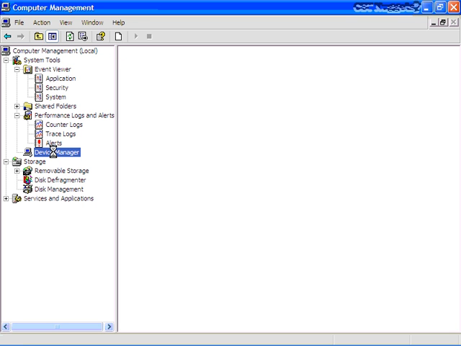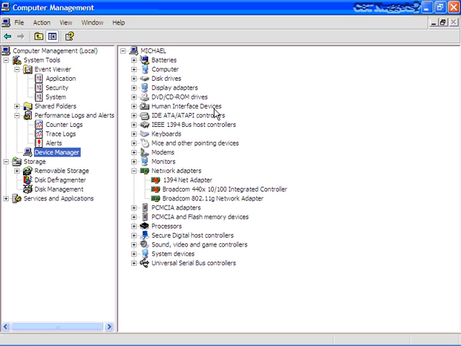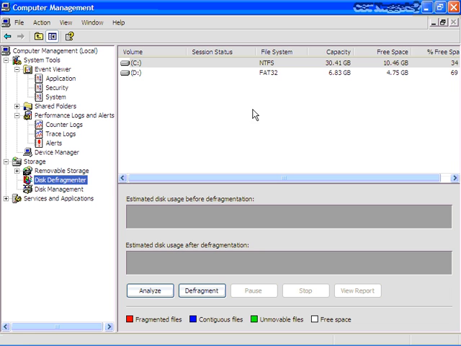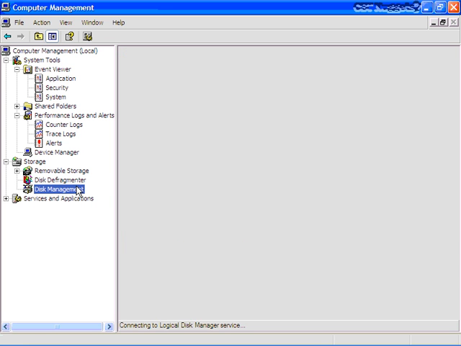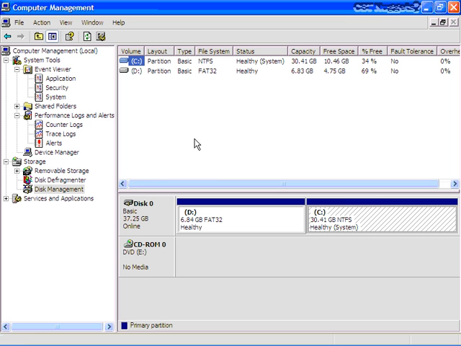I can look at the device manager that allows me to go through and look at the different devices that are on this computer. Under storage, I have the disk defragmenter utility that I can use, and also disk management to manage your different disk partitions.